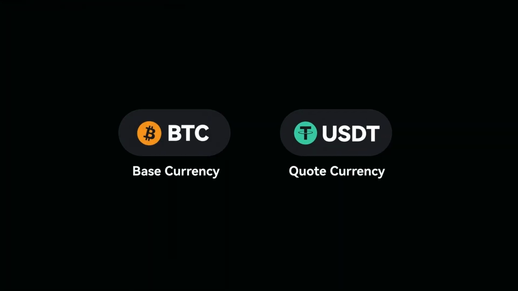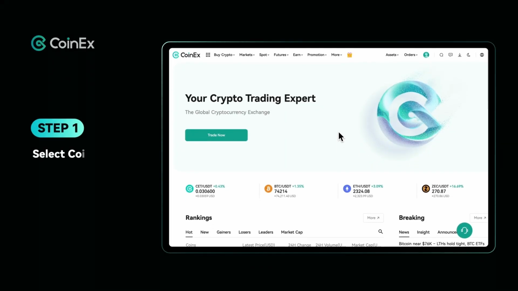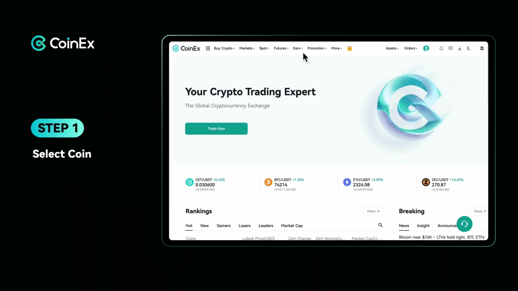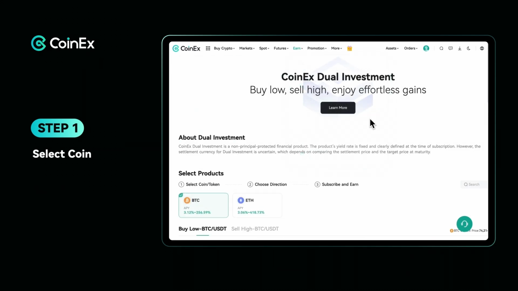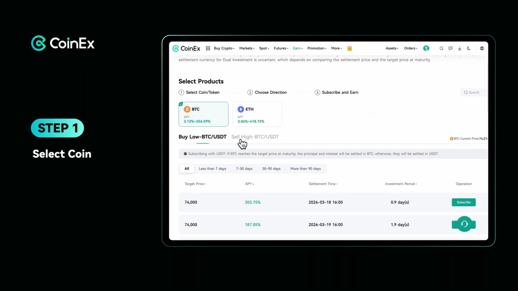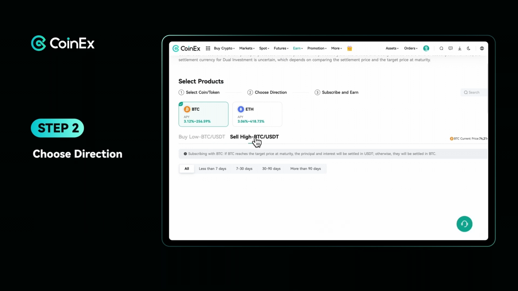Subscribe to dual investment in 3 simple steps. Let's take BTC USDT as an example. Step 1. Select coin. Go to Earn, Dual investment. Select the product to subscribe.